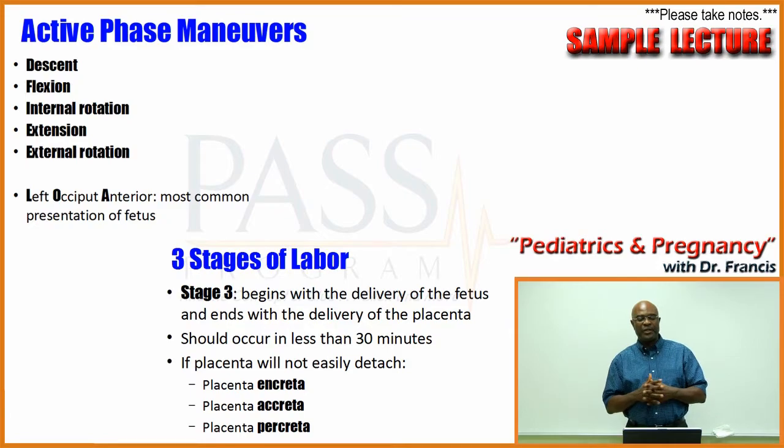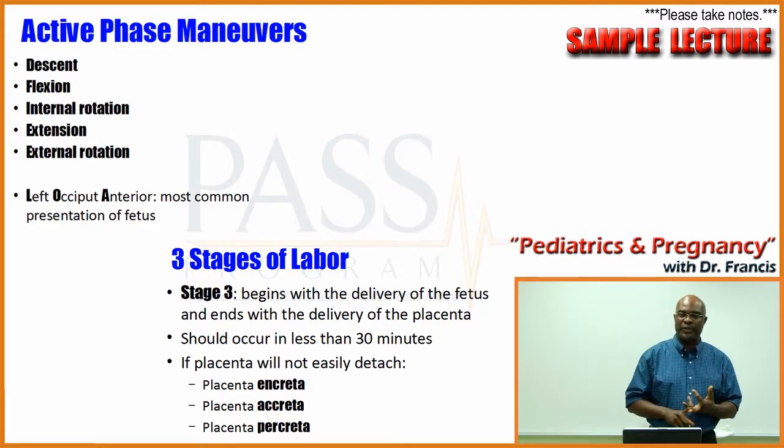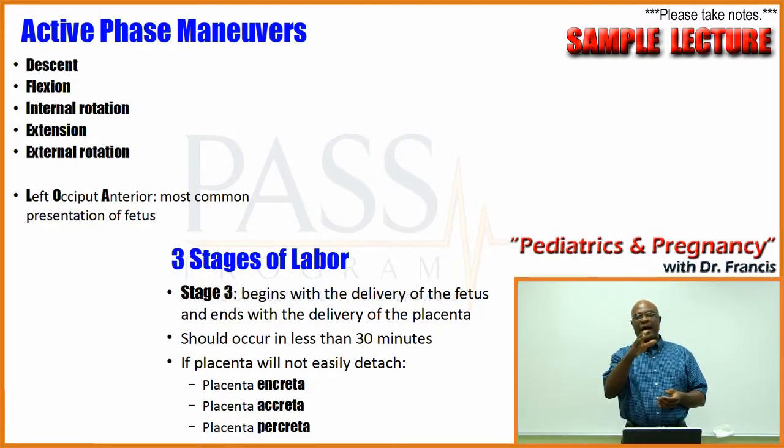Third stage of labor begins with delivery of fetus and ends with delivery of placenta, and as I've said before, this should occur within 30 minutes in all pregnancies. If the placenta will not easily detach, remember, we've got placenta increta, accreta, or percreta. If you remember in AIP, accreta would be first.